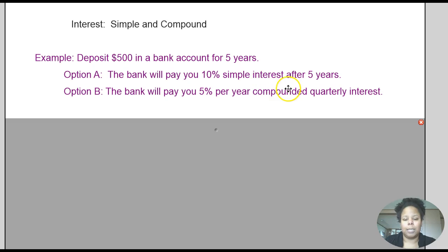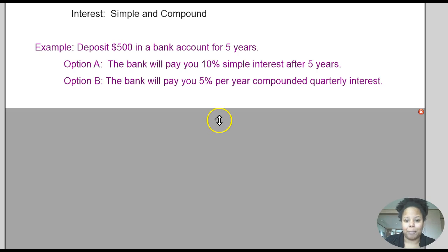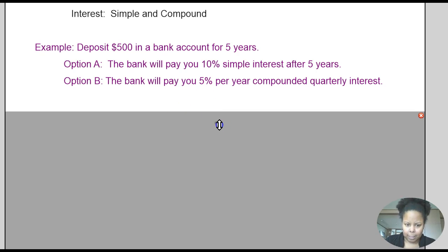Because simple interest is only charged once. In this case, since you're going to keep the money in for 5 years, it's only going to be charged once after 5 years. Whereas option B, which is compounding quarterly, is going to have interest applied 4 times a year for 5 years. So you're talking about 20 times the interest will be applied, although not the same 5% each of the 20 times, since 5% is per year. So let's take a look at the options.